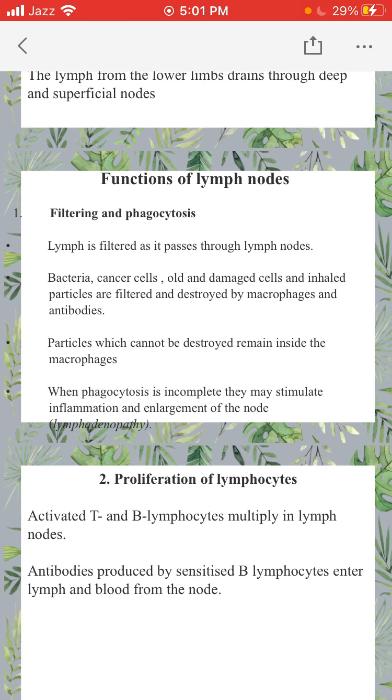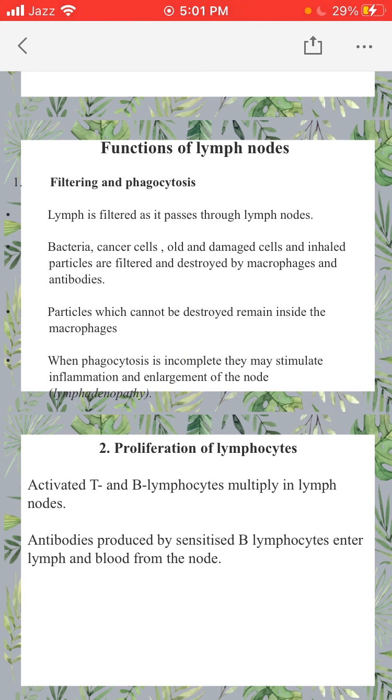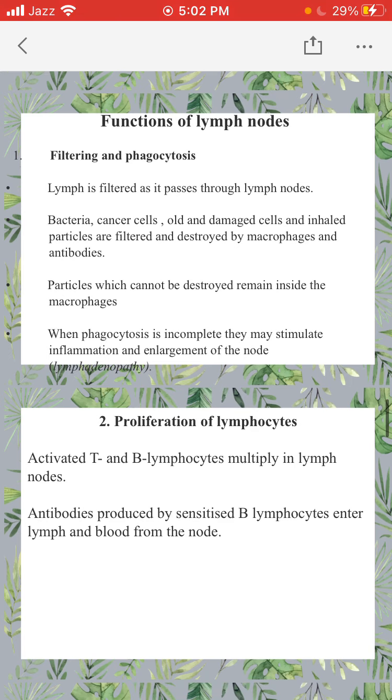Second function is proliferation of lymphocytes. So lymph nodes are also the area where T and B lymphocytes get activated and they multiply. Proliferation means multiplication. Increase in number of the T and B lymphocytes also occurs in the lymph nodes. Antibodies are being produced by the sensitized B lymphocytes.